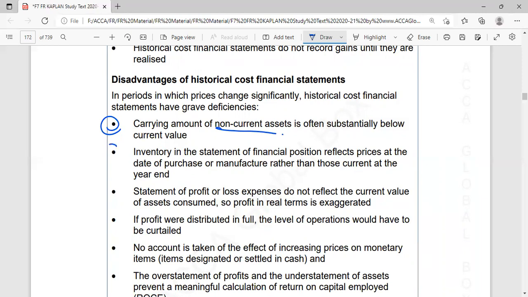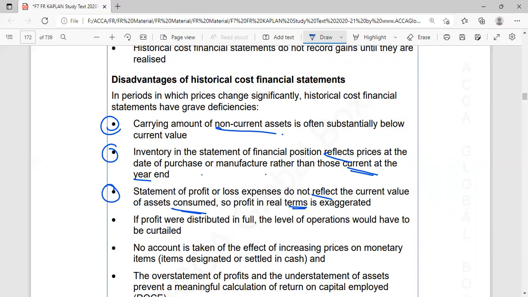Then the second one: inventory in the statement of financial position reflects the prices at the date of purchase or manufacture rather than those current at the year end. And in the statement of profit or loss, expenses do not reflect the current value of assets consumed. So profit in real terms is not exact, as we do not consider the current value of the asset. So whatever profit is shown, prepared using the historical cost method, is not real.